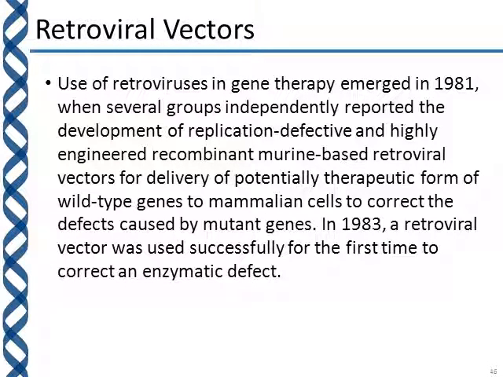The use of retroviruses in gene therapy emerged in 1981, when several groups independently reported the development of replication-defective and highly engineered recombinant murine-based retroviral vectors for the delivery of potentially therapeutic forms of wild-type genes to mammalian cells to correct the defects caused by a mutated gene. In 1983, a retroviral vector was used successfully for the first time to correct an enzymatic defect.